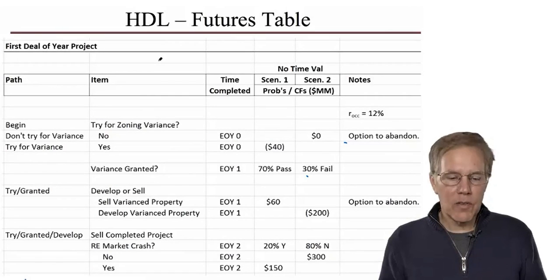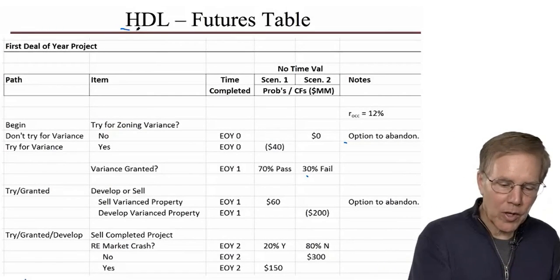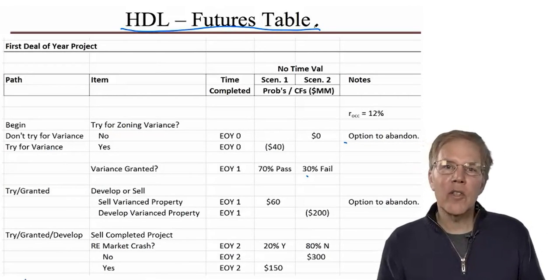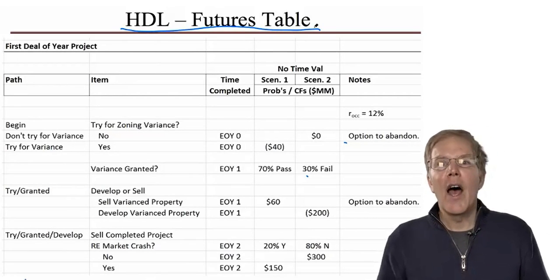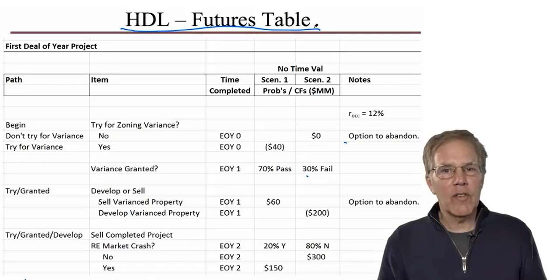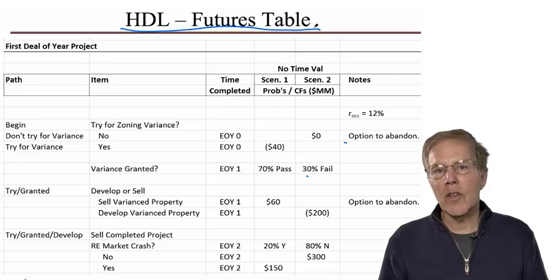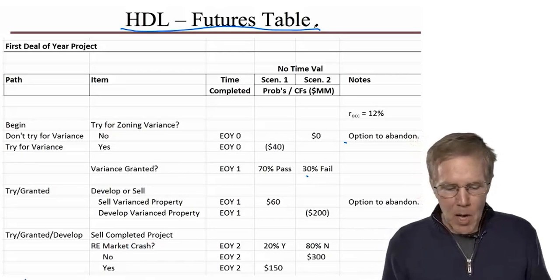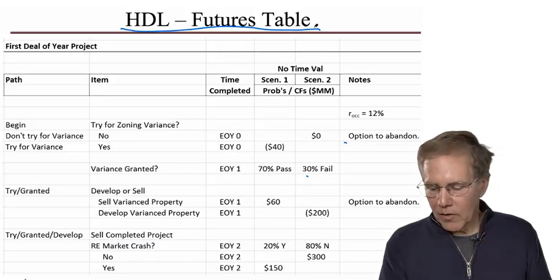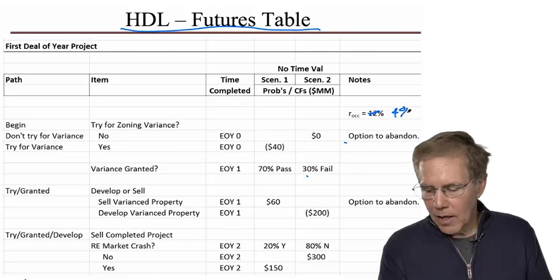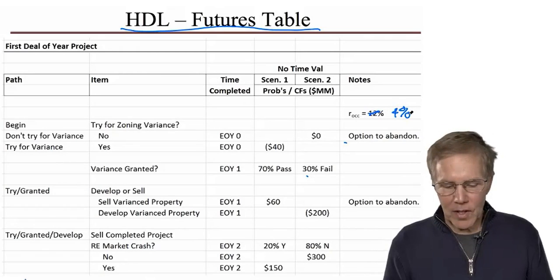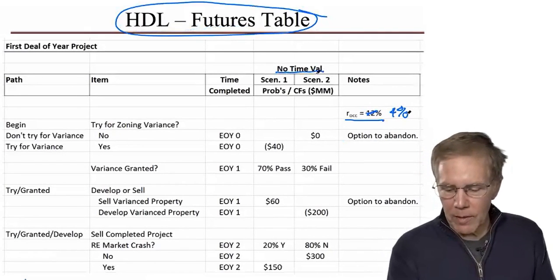Okay, so here is a futures table for HDL as I've put it together. Again, there are different ways to put this together. You just want to think about the whole project, make sure that you've considered all the decisions you have to make, the things that may happen along the way, and their probabilities. So before I start walking us through this completely, I just want to make this correction again. Their opportunity cost of capital is 4%, not 12%, and I'm doing this right now for no time value.